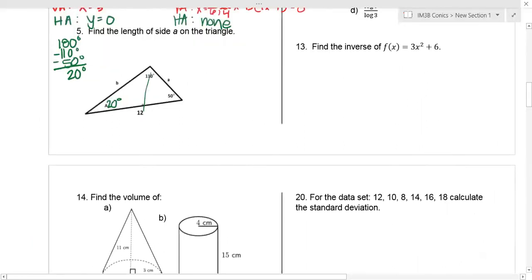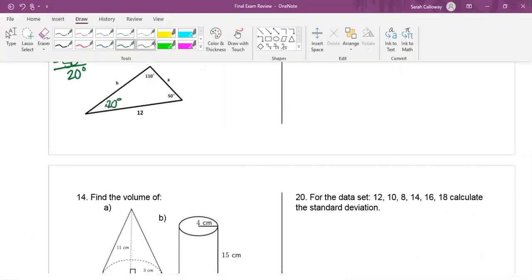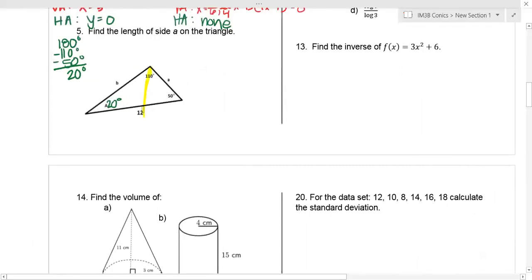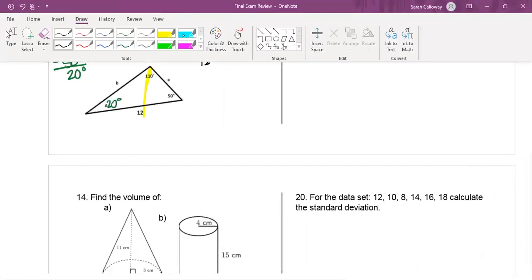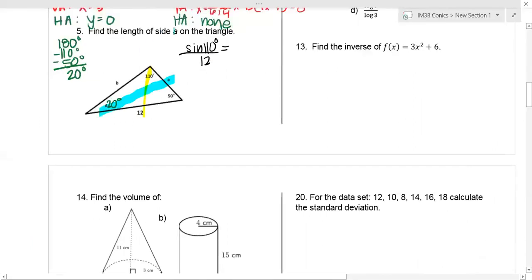So since I know angle C and across from it side C, that tells me that I need to use sine of 110 over 12 equals, the one that I want to know is A, and so I have to use that as well. So that's sine of 20 over A, which is what I'm looking for.